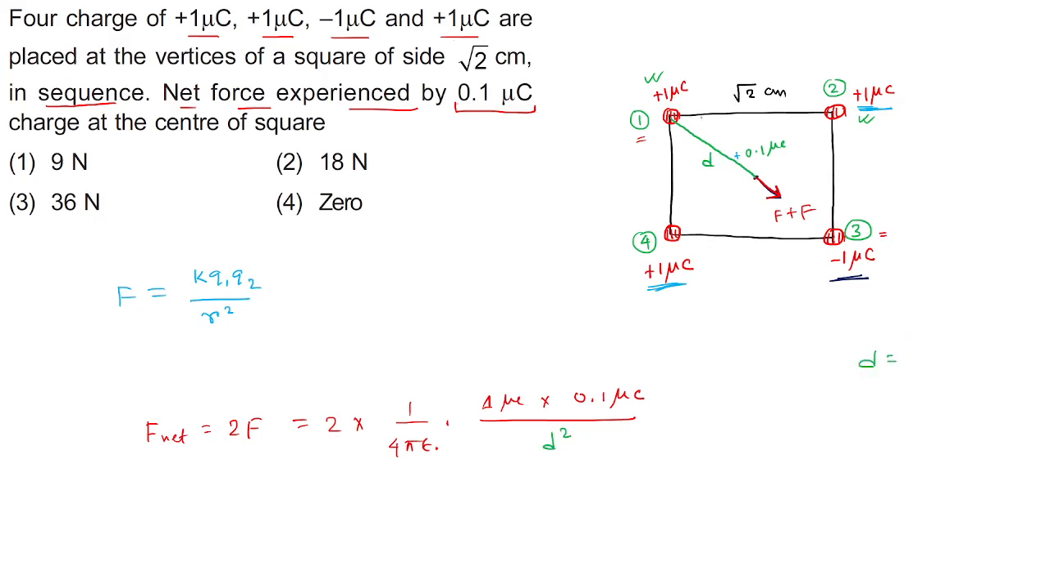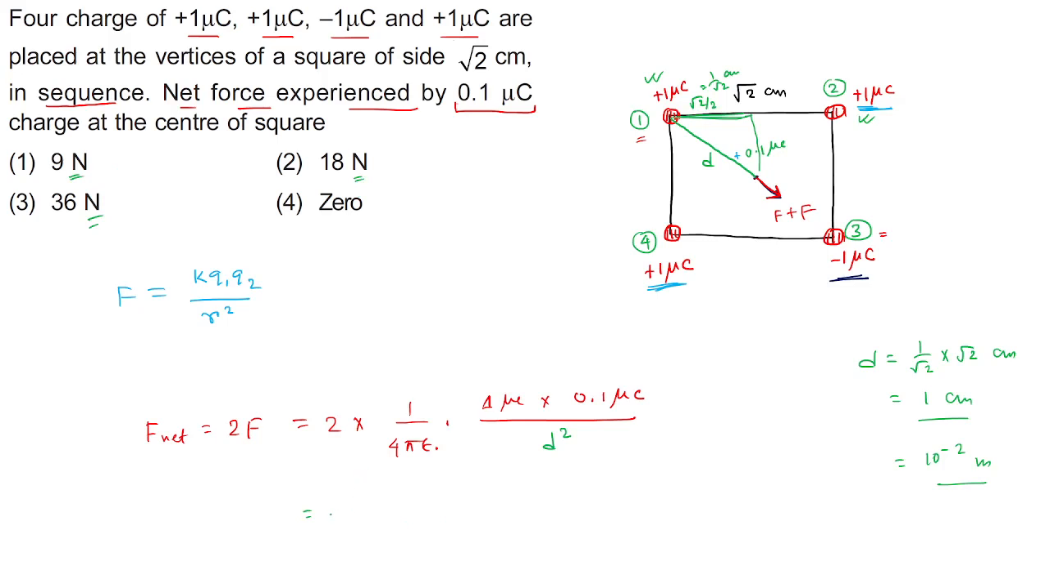What is the value of d? As the arm length is root 2 centimeter, this is root 2 by 2, and this is root 2 by 2, that is, 1 by root 2 centimeter. So d is 1 by root 2 into root 2 centimeter, that is 1 centimeter. 1 centimeter means 10 to the power minus 2 meter. We'll calculate in SI units, because the force is in Newton.